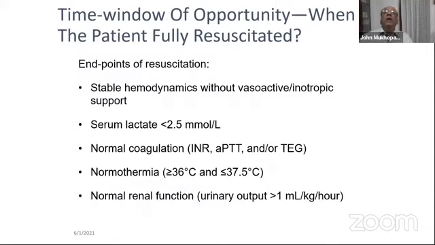So how do you understand the endpoints of resuscitation? The patient should have stable hemodynamics without vasoactive or inotropic support. The lactate should be below 2.5 or normal levels. The coagulation profile should be normal in terms of the INR, the platelet counts, the APTT, etc. The temperature should be normal. They should not be hypothermic or have high-grade fever. And the urine output should be adequate, more than 1 ml/kg/hr.